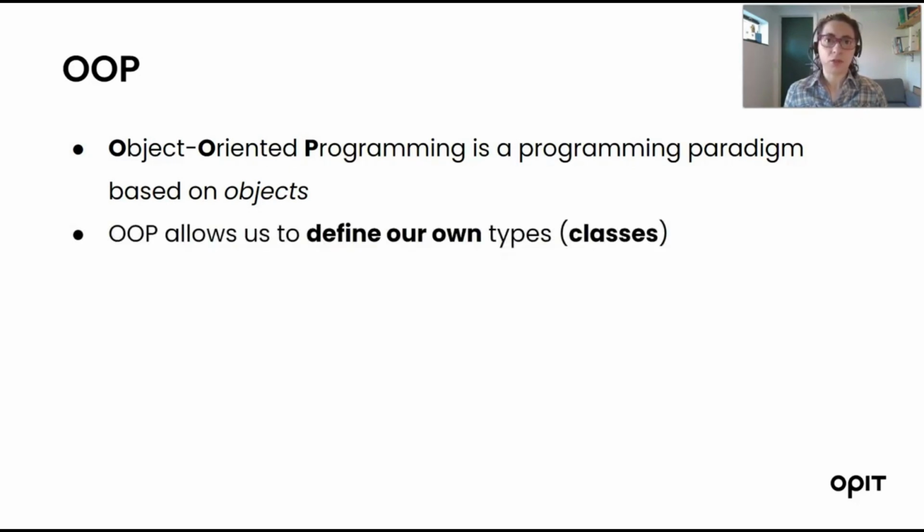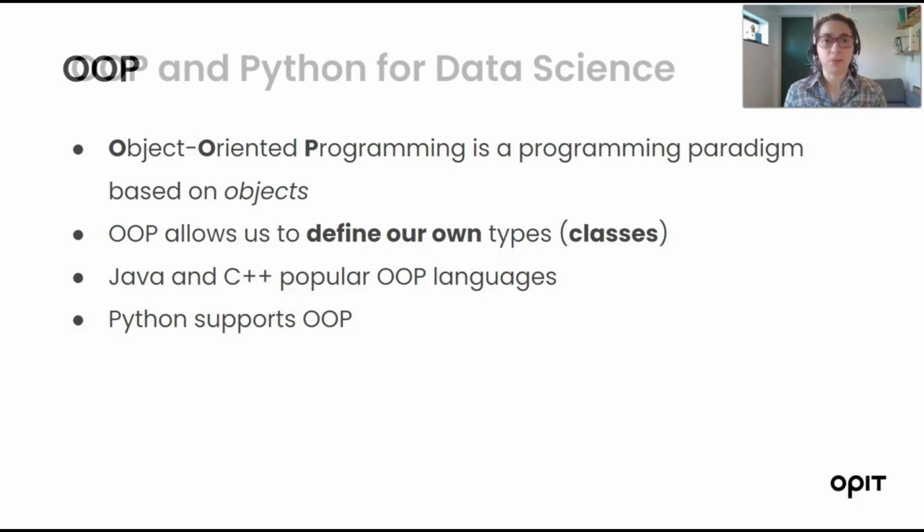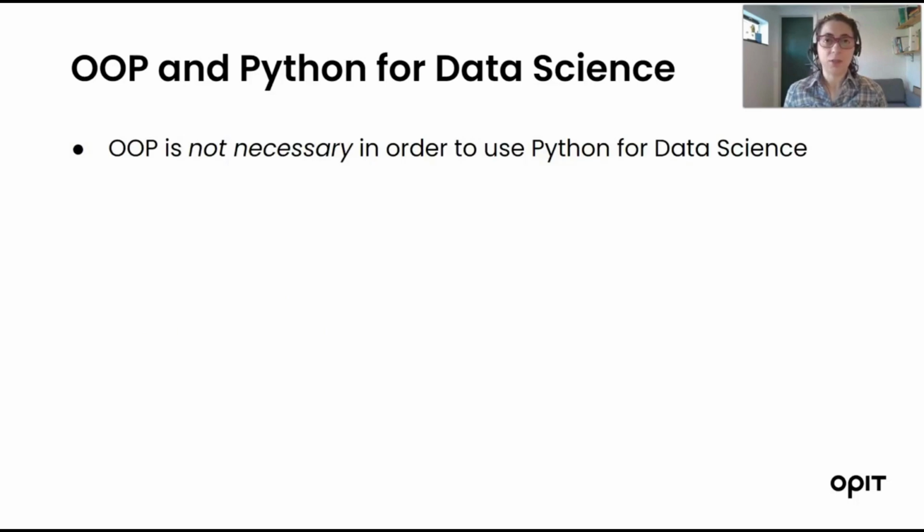It allows us to define our own types for organizing data, also known as classes. You may know Java or C++ as popular object-oriented programming languages. Python also supports object-oriented programming. By many, it is even considered a clear-cut object-oriented programming language. Now, in this course, we view Python as a tool for data science. In that sense, object-oriented programming is not really necessary.